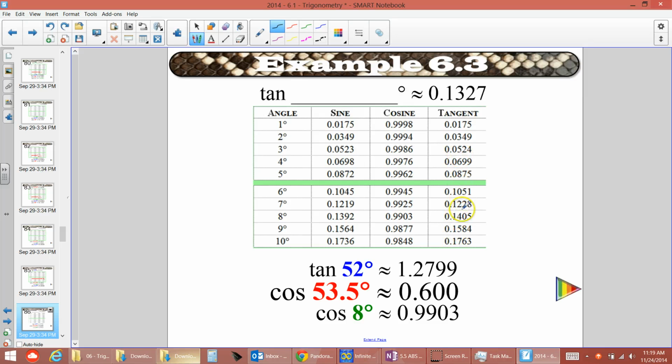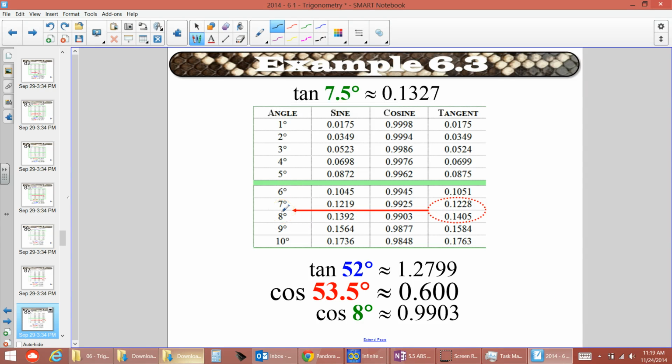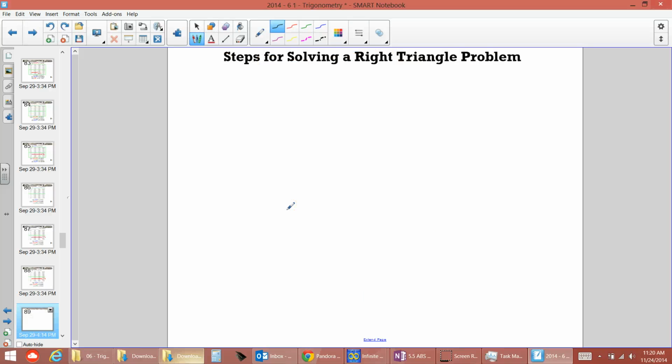Oh, I don't see it anywhere. So I say I'm here at 1228 and 1405. So we're somewhere in between 7 and 8 degrees. Or I'd say 7.5. Again, I would expect you to find which one was closer and then round to that angle measure to be more precise.